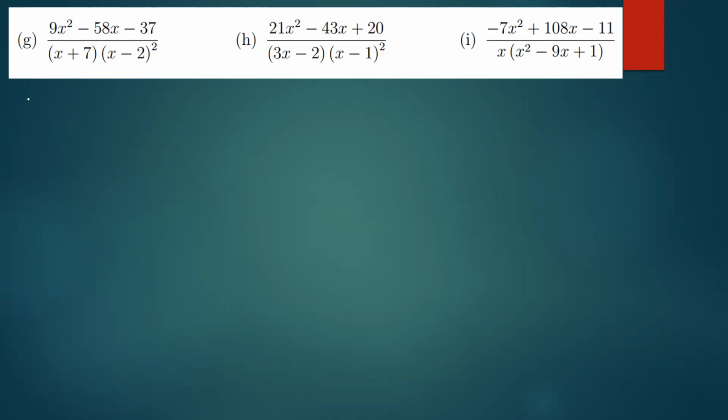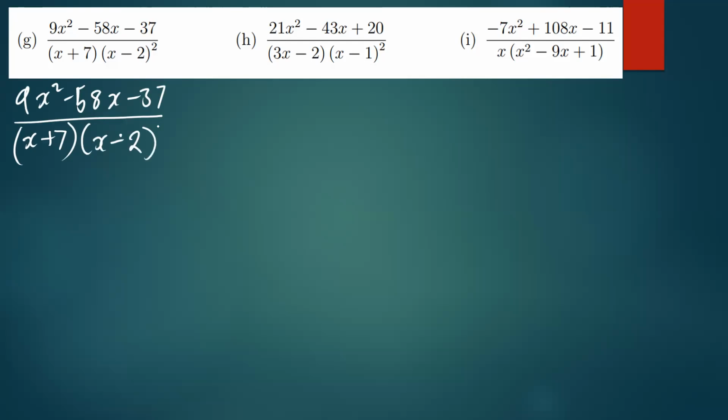So let me just write this. We have 9x squared minus 58x minus 37, everything divided by (x plus 7) times (x minus 2) squared. We write the corresponding partial fractions for this expression. How do we write that? The first one is a linear factor, so we're going to have A, like we learned. It's just going to be A over x plus 7.